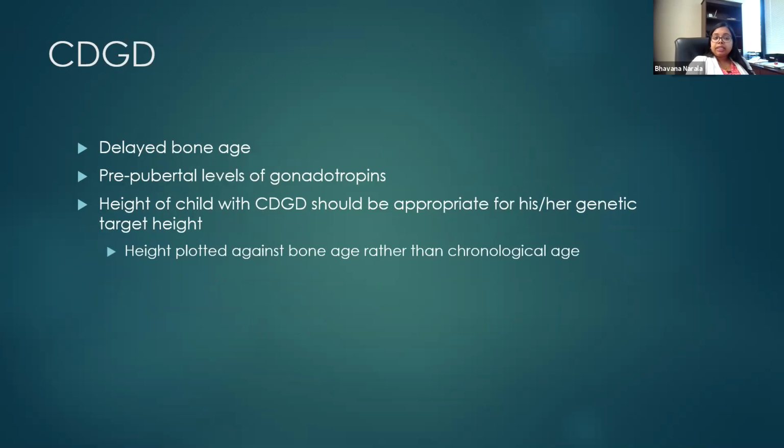So usually I'd like to get a bone age because that's going to help me see that this patient does have a delayed bone age. So it's a lot more reassuring to get a 14-year-old male and see that the bone age is only about 11 or 12. That means that he has got longer time to grow and he's a late bloomer, right? If I were to get gonadotropins, which are FSH, LH, and then also testosterone, I would see that they're all prepubertal. And then height of the child with constitutional delay should be appropriate for his or her genetic target height. So let me tell you what I mean by that.